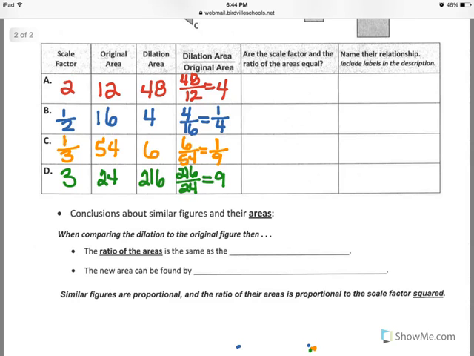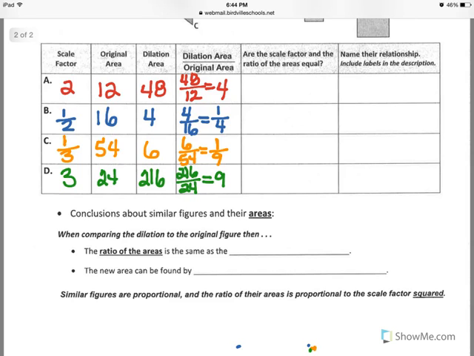Alright, so up to this point, hopefully this is what your table looks like. Now, when you came to your dilated area over the original area, you should have divided to put it into its simplest form, and you should have 4 for A, you should have 1/4 for B, you should have 1/9 for C, and you should have the number 9 for D.